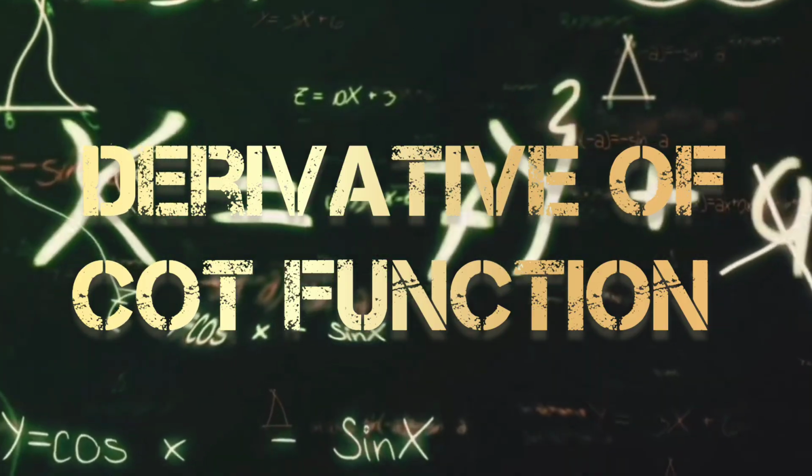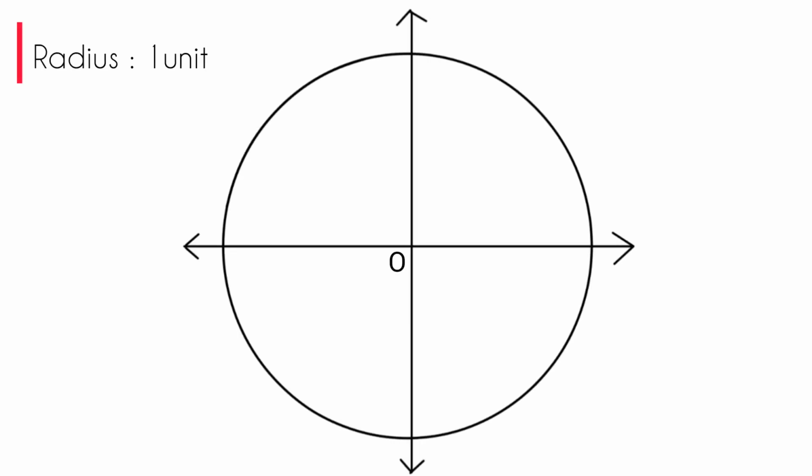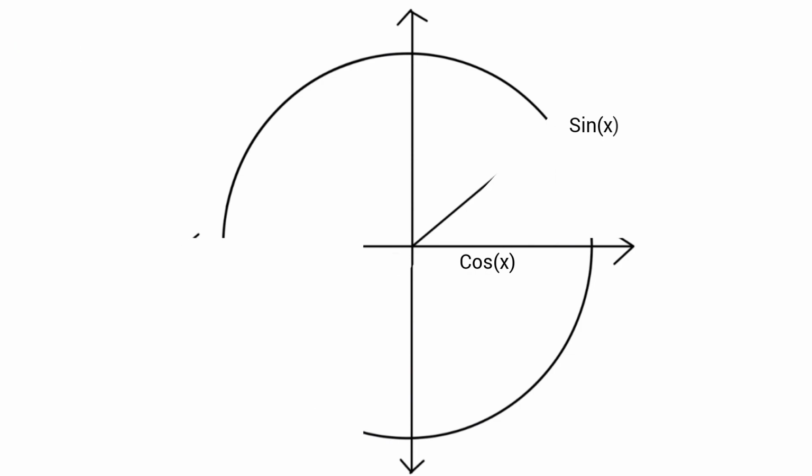So, let's imagine we have a circle with a radius of 1 unit. Now, draw a line from the center of the circle to a point on the circle. This line forms an angle of x radians with the horizontal axis. We can also see that the length of the vertical part of the line is sine x, and the length of the horizontal part is cosine x.